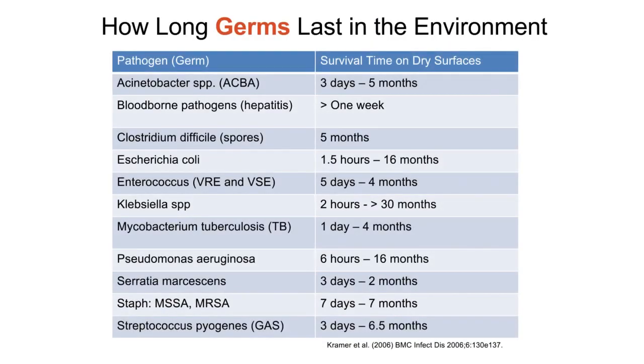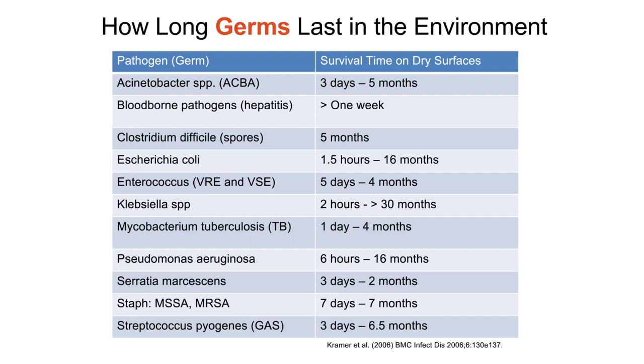C. diff is known as a spore-forming bacteria. This type of bacteria has a type of shell around it that makes it hard to kill. It is spread very easily in hospitals, especially from areas around the patient with C. diff. Looking at this chart, we can see how long different germs can survive in the hospital environment.